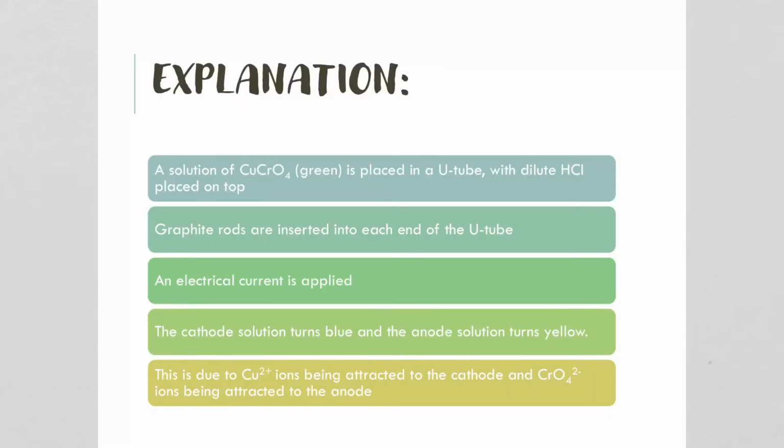We use this copper dichromate, which is green, and we put it in a U tube. It's a tube that's shaped like a U, with dilute hydrochloric acid placed on top. The graphite rods are inserted into each end of the U tube, and an electrical current is applied. The cathode solution will turn blue and the anode solution will turn yellow from green. This is because the copper ions are being attracted to the cathode and the dichromate ions are being attracted to the anode.